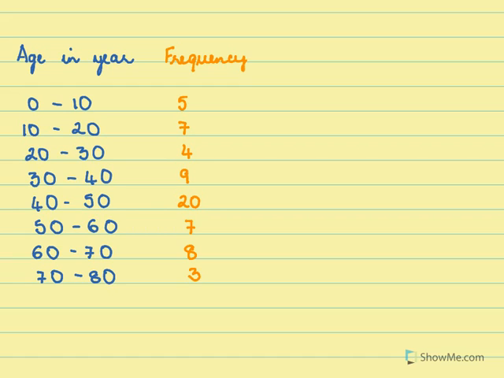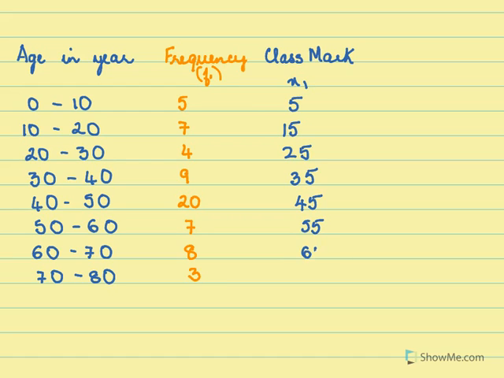So here's the table. I copied it again. This was our age in years. The frequency was fi. We have to find the class mark, and we know we take the class mark as xi. Upper limit plus lower limit divided by 2: 0 plus 10 divided by 2, 5. 10 plus 20 divided by 2, 15. 20 plus 30 divided by 2, that is 25. 30 plus 40 divided by 2, 35. 40 plus 50 divided by 2, 45. 50 plus 60 divided by 2, 55. 60 plus 70 divided by 2, 65. 70 plus 80 divided by 2, and that is 75.